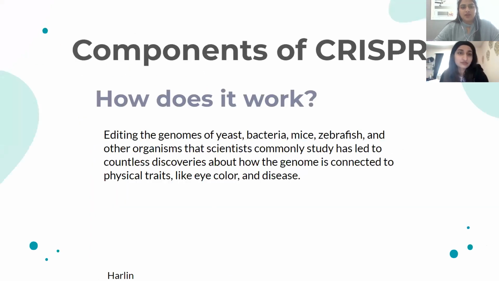Components of CRISPR. How does it work? Editing the genomes of yeast, bacteria, mice, and other organisms that scientists commonly study has led to countless discoveries about how the genome is connected to physical traits. So, scientists cut DNA with CRISPR to make gene changes or mutations. By comparing cells with and without the mutation, scientists can sometimes figure out what a protein's normal role is, or a new mutation may help them understand genetic diseases.